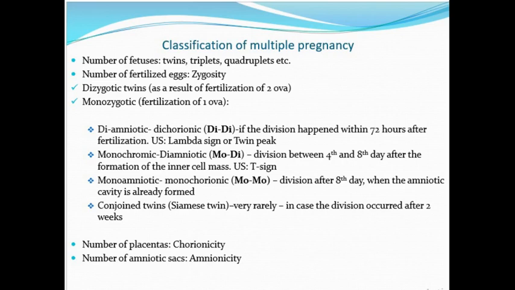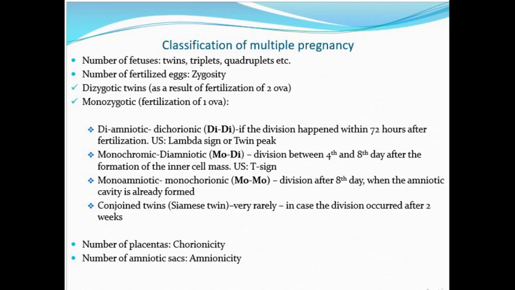Now, we can classify multiple pregnancy based on the number of fetuses. In this case, we have twins, triplets, quadruplets, and so on. We may also classify it based on the number of fertilized eggs, and in this case we talk about the zygosity of the pregnancy. And also we may classify it based on the number of placentas, and in this case we talk about the chorionicity. We may have one placenta or two placentas.